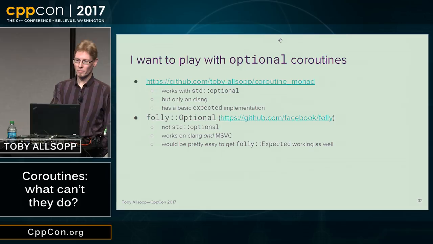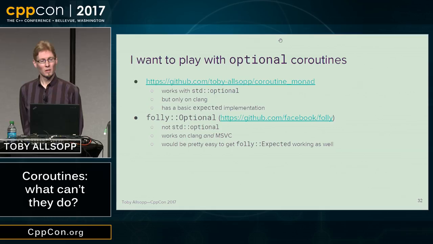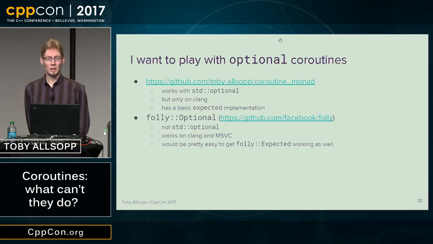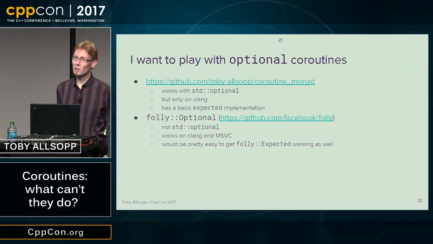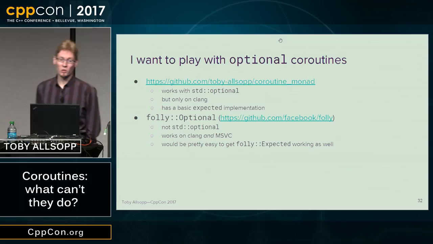So if you want to play with optional coroutines, I wouldn't say if you want to use it in production, but if you want to play with it, there's some stuff on my GitHub which works with standard optional, but only works on Clang, unfortunately. There's a basic expected implementation as well there. Just recently, the Folly optional type from Facebook has grown support for coroutines, so that's not standard optional, but it's still a pretty good optional. It's a good option, you could say. And the magic there is that it works on Clang and MSVC, which is pretty clever.